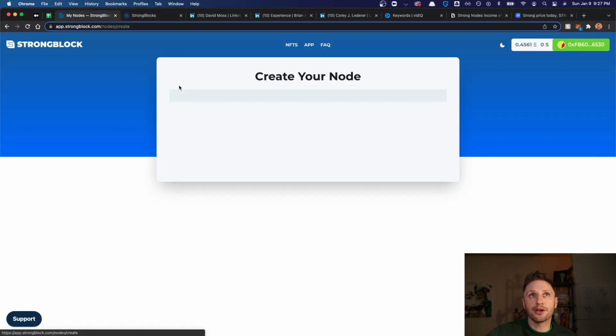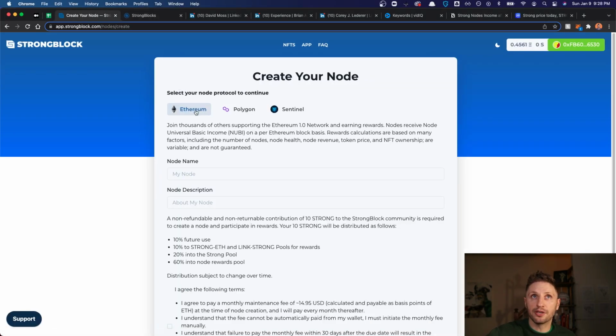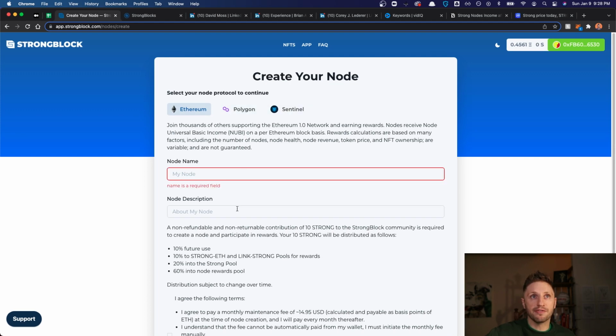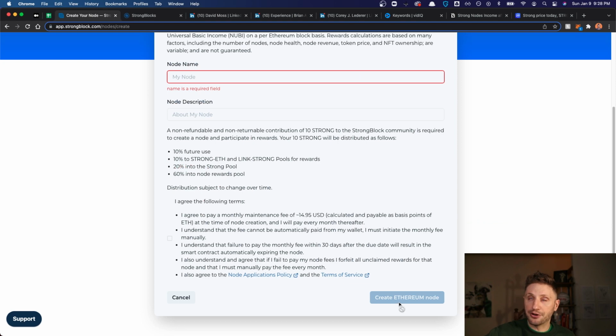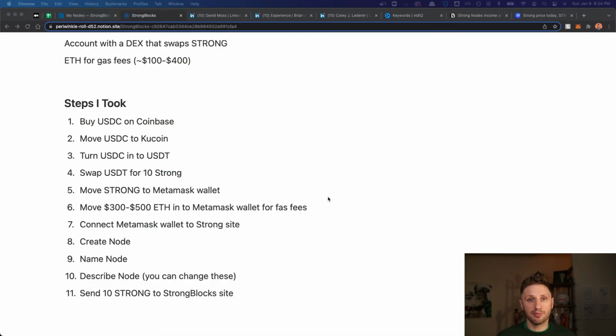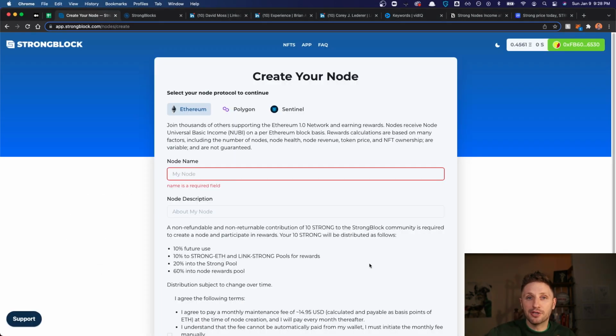And we can go up here if we want to create a new node. See, now you can choose which network you want: Ethereum, Polygon, or Sentinel. Name your node, give a description, and it shows you where your proceeds are going. You agree to everything and then you create your node. And then I sent my 10 Strong to the site to pay them. Oh yeah, one other note: make sure your node name is safe for work. They have been known to shut nodes down for having offensive names.